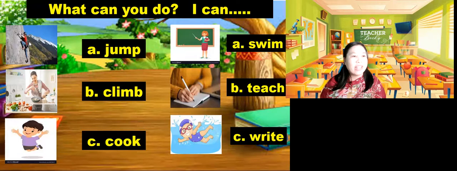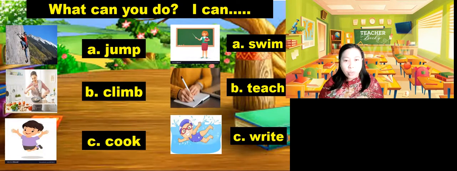Okay, number one, what is your answer? A, jump, B, climb, C, cook. Very good, the answer is B. Number two, what is the answer number two? A, B, C. Yes, the answer is C. Number three, what is this? A, B, or C? Yeah, very good. The answer is A. How about this one?